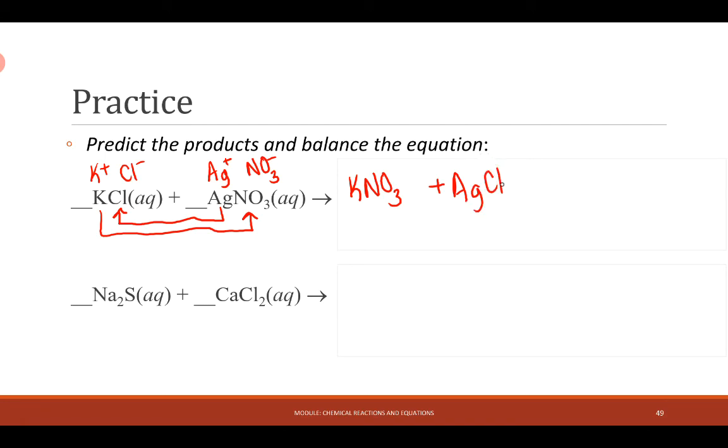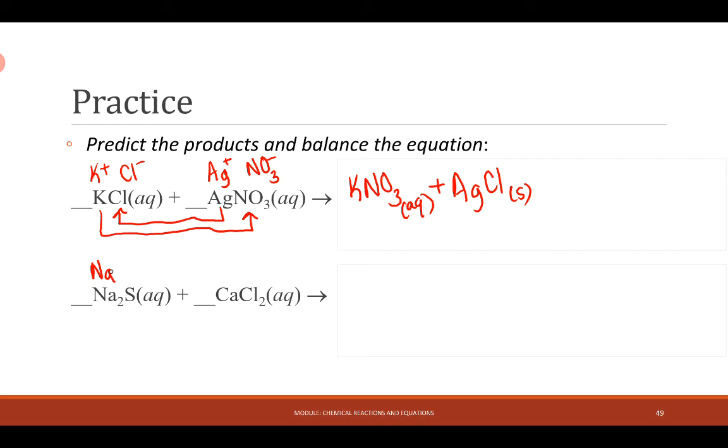All right, now I got to apply my solubility rules. Nitrates are always soluble with no exceptions, so that's aqueous. Chlorides are soluble except for with silver, and so that's a solid. And so let's make sure it's balanced. 1 potassium, 1 potassium, 1 chloride, 1 chloride, 1 silver, 1 silver, 1 nitrate, 1 nitrate. So it's balanced. Cool. All right, now for the next one.